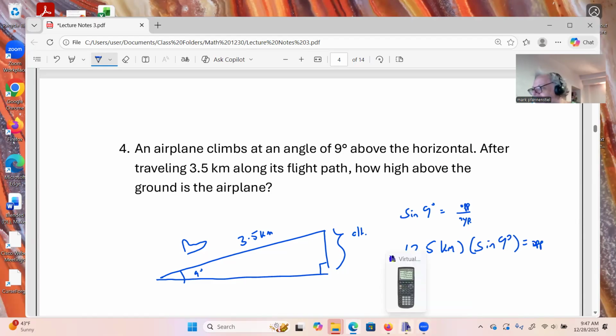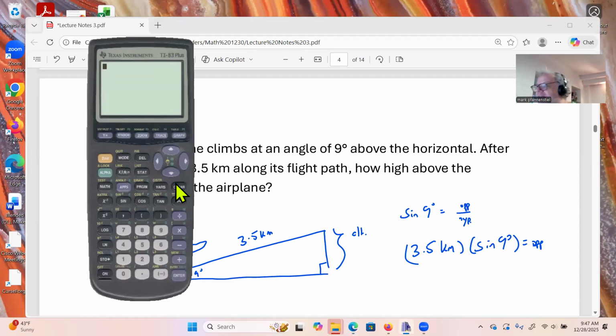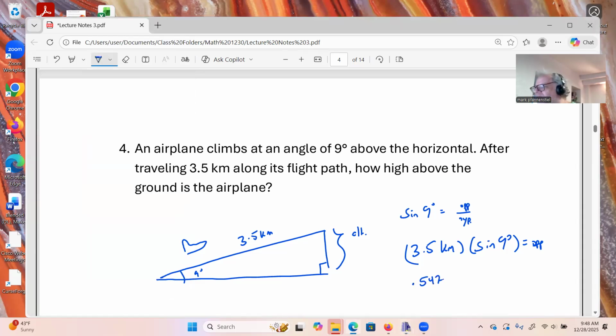And we'll just go ahead and type that in. So we need 3.5 times sine of 9 degrees. All right, and I know I'm still in degrees, so everything should work out okay. And this thing is going to be 0.547. Let's see what we have here.